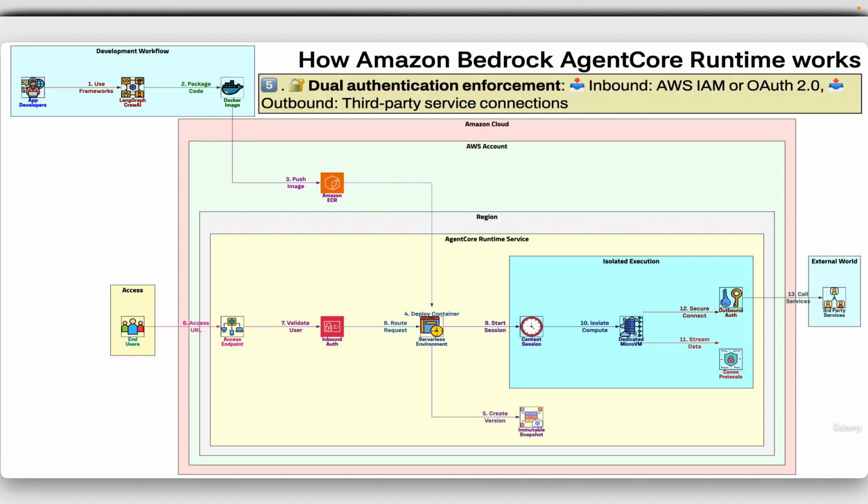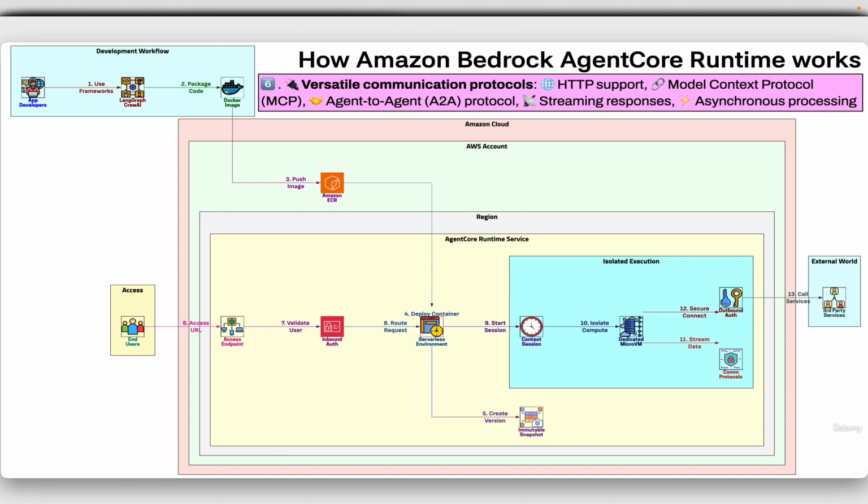Security is offered through inbound authentication using AWS IAM or OAuth 2.0 for user access and outbound authentication for securely connecting agents to third-party services. The runtime supports versatile communication protocols including HTTP, Model Context Protocol (MCP), and Agent-to-Agent Protocol (A2A), along with features for streaming responses and asynchronous processing.